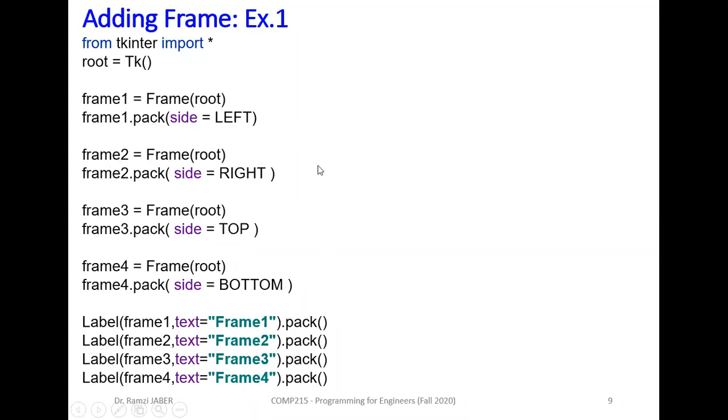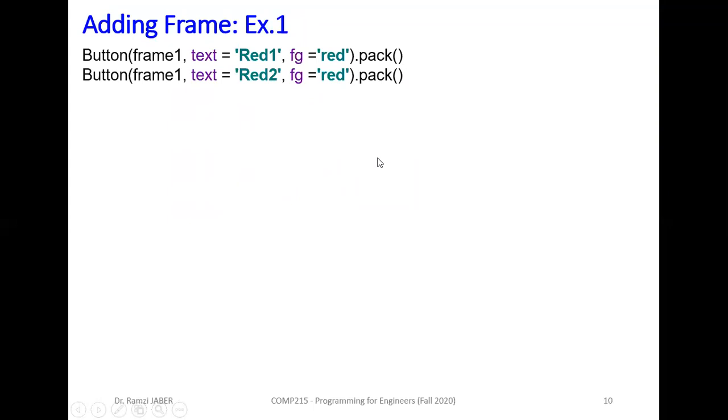Okay, till now, any question? It's clear for now? Yes, doctor. Good. Now, we want to put a button inside each frame. So, button one, inside the frame one, call it red one, color red, dot pack. Also, another button inside the frame one, called red two, color red, dot pack. So we put two buttons inside the frame one.